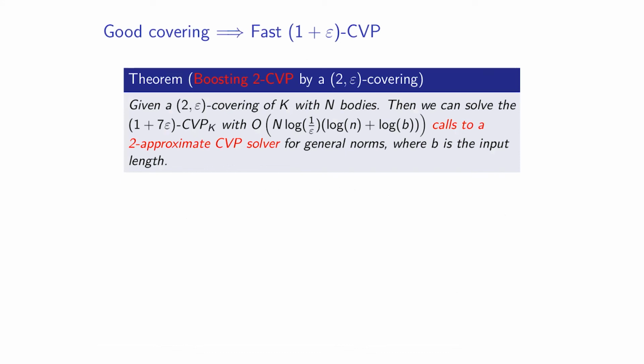Well, I can only state our second result, which I actually stated earlier: if you have a good covering, then you get a fast 1 plus epsilon CVP solver.